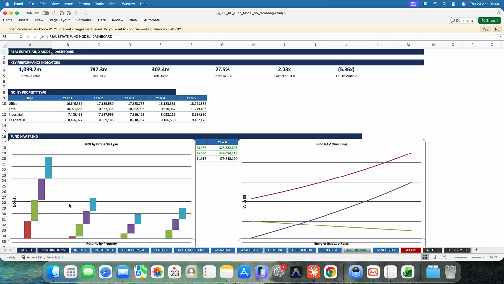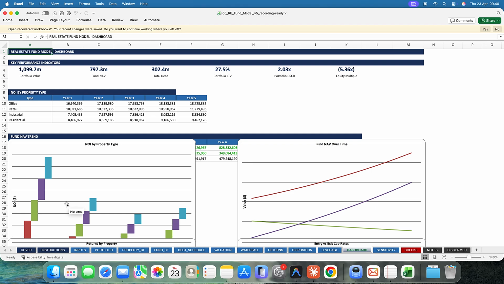If you run or invest in a real estate fund, you know the fundamental problem. You need property-level cash flows, fund-level consolidation, debt schedules with covenant monitoring, a valuation framework, and an LP-GP waterfall, all tied to the same portfolio. Most RE models have 2 or 3 of those, not all 5. This is what a proper real estate fund model looks like.